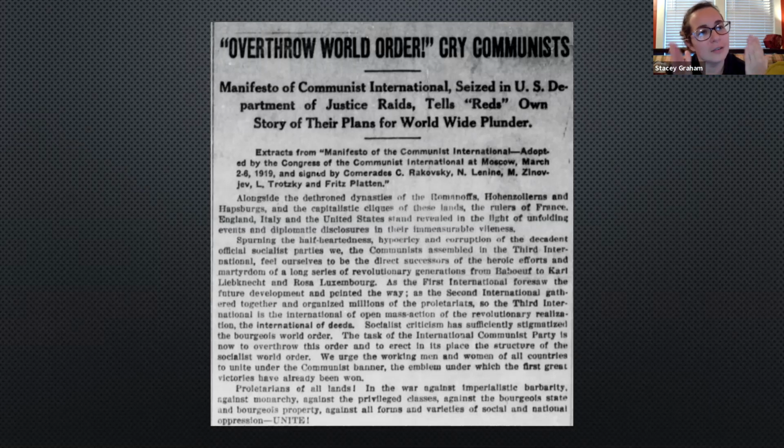But you can find a lot of the actual words, like this manifesto of the Communist International, which was formed by Trotsky. And it's really great, talking about countries like the United States and their immeasurable vileness, because of course, capitalism, and calling for proletarians of all lands to unite. And of course, proletarian would be a really big vocabulary word for your students.